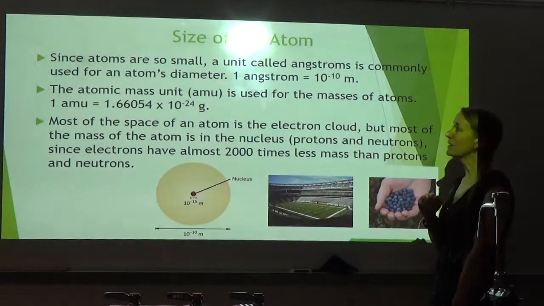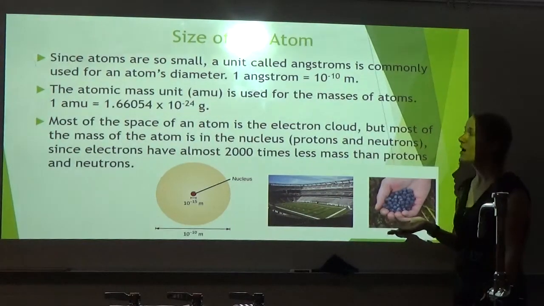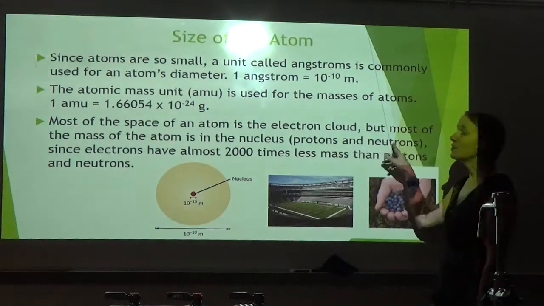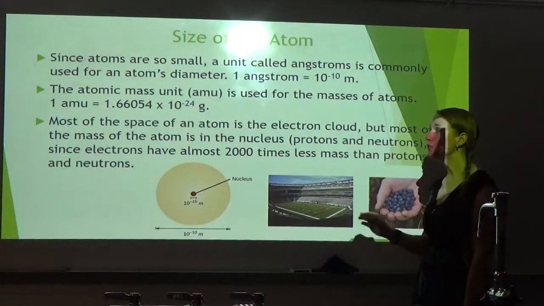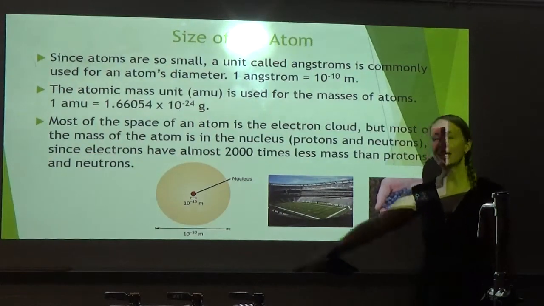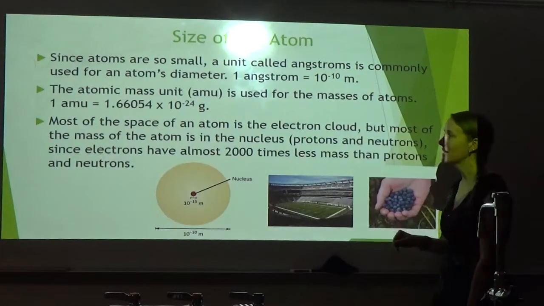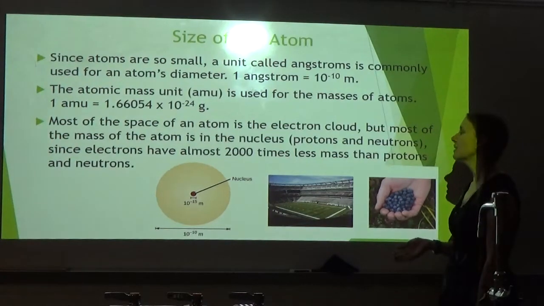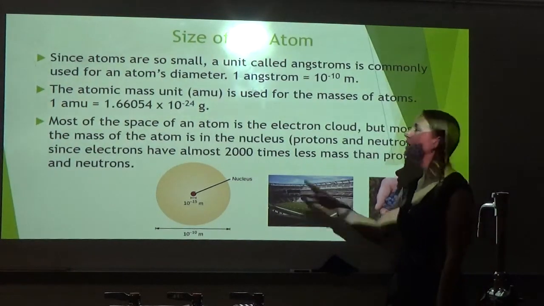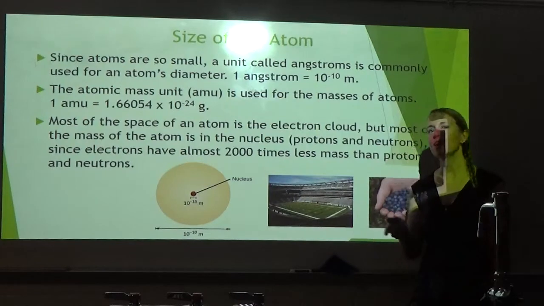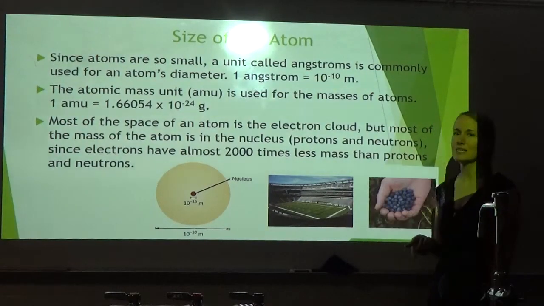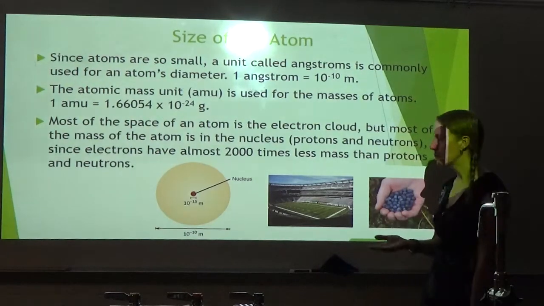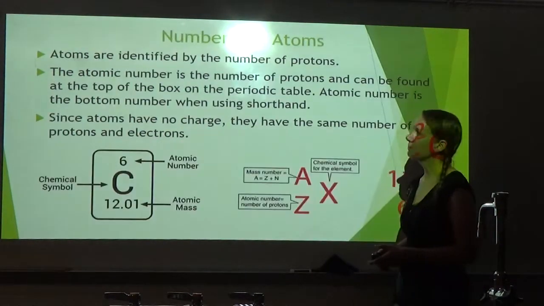So most of the space of an atom is the electron cloud, but most of the mass of the atom is in the nucleus, the protons and neutrons. The protons and neutrons have all the mass, but the electron cloud takes up all the space. Since electrons have almost 2,000 times less mass than protons and neutrons, about 1,836 times less, their mass just isn't important when we're adding up atomic mass.